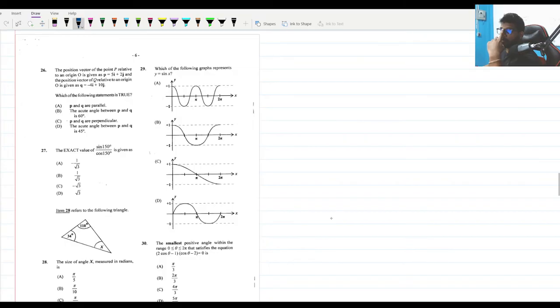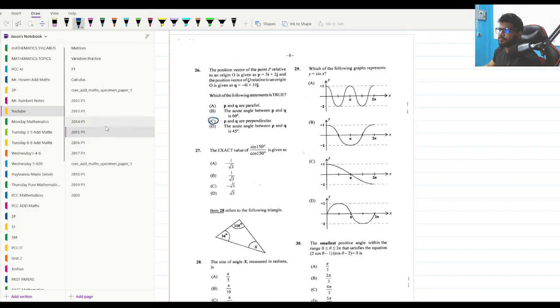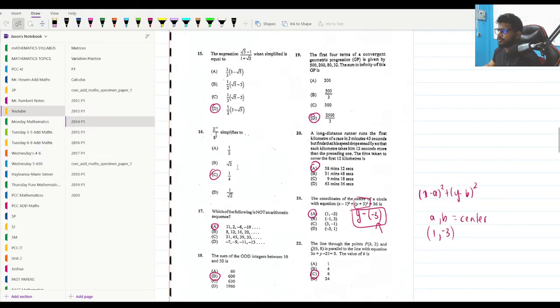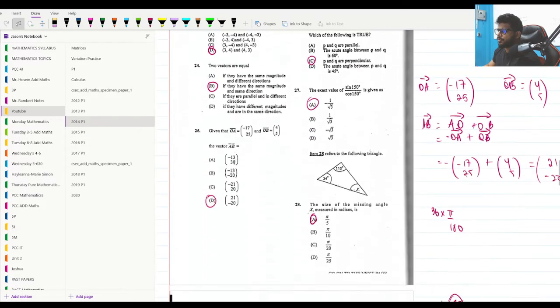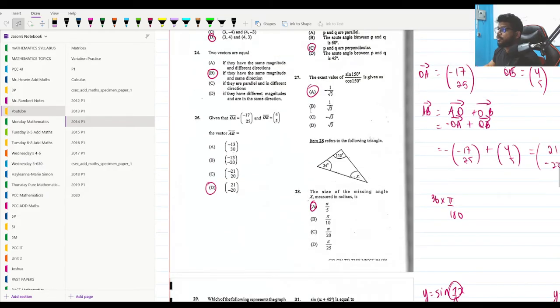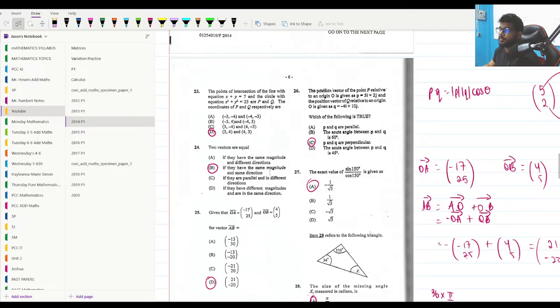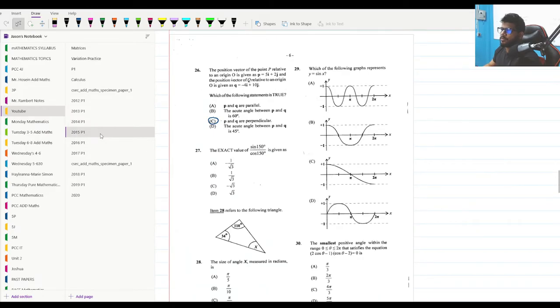Which of the following statements is true? This one was perpendicular. Go back to the last video, you'll see it. This one I think was minus 1 on root 3. I'm going to check back. This one was minus 1 on root 3. This is trig, so trigs will be a little bit down here. Look at the solutions for number 26 here as well. So minus 1 on root 3 for this.